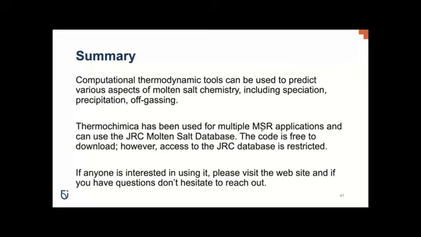So to summarize, these computational thermodynamic tools can be used to predict various aspects of molten salt chemistry, including speciation, precipitation, and off-gassing. Thermochimica has been used for multiple molten salt applications using the JRC database. Again, I'd like to emphasize, there are many other software tools out there that are very good. FactSage and ThermoCalc are 2 excellent pieces of software. I'm not trying to exclude them, but just because we're using Thermochimica for this particular project, that's why the focus of this presentation has been on that software.